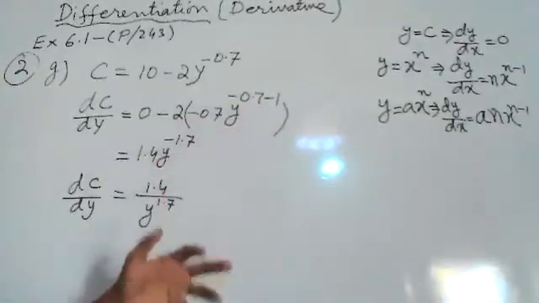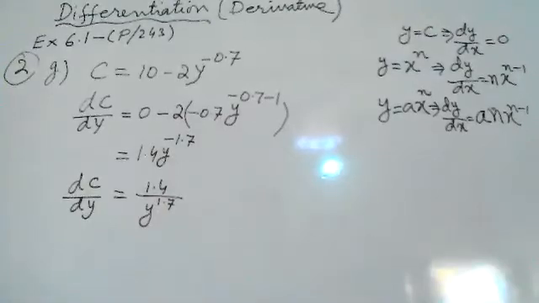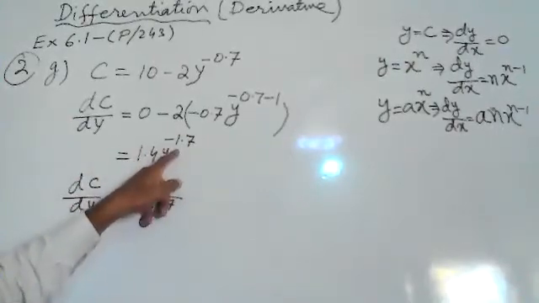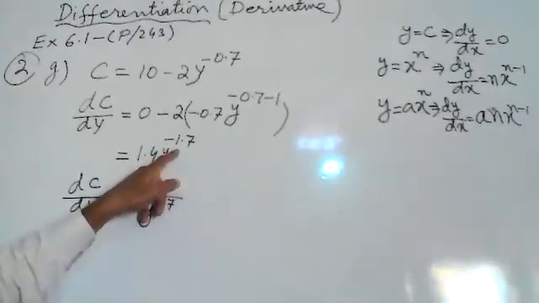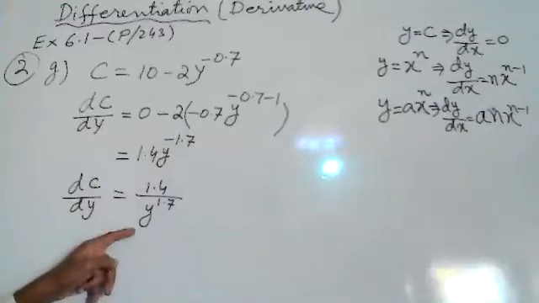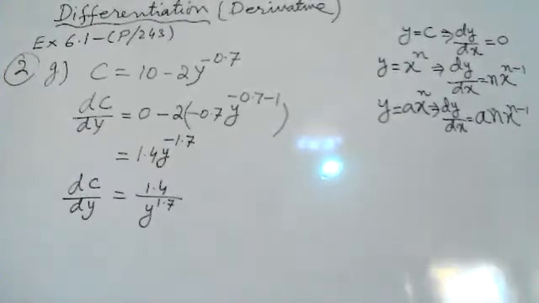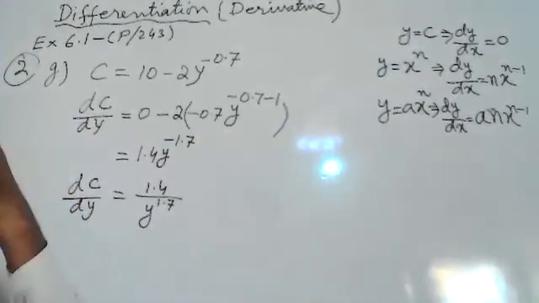Both are negative, so both will be added together. It will become minus 1.7. So 1.4 y raised to power minus 1.7. It is told in the question that our answer should be in positive indices. So we will make it positive. This is a negative index, it will be changed into a positive index. How? If we shift this number down as a denominator, it will become positive. So this is the final answer. dc upon dy is equal to 1.4 upon y raised to power 1.7.